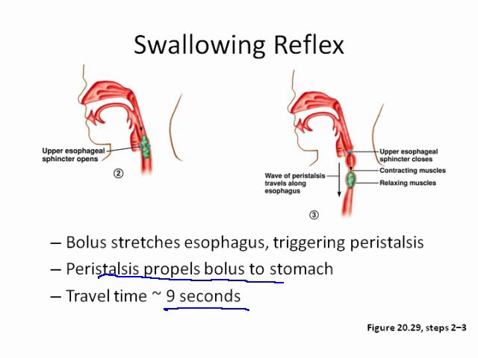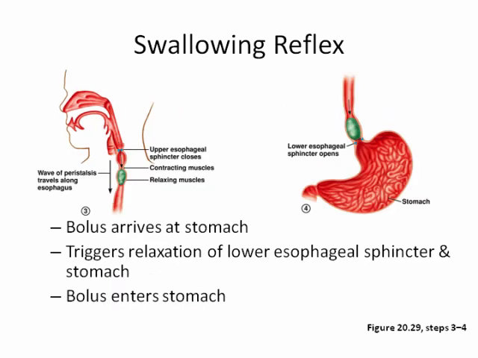It takes about 9 seconds. This is something you're very aware of when you drink something that's very hot, and you can pretty much feel it scalding your esophagus all the way down. This 9-second delay is why you can be so aware of that. Once the bolus arrives at the stomach, it triggers relaxation of the lower esophageal sphincter, which is, of course, going to allow the food to enter the stomach.